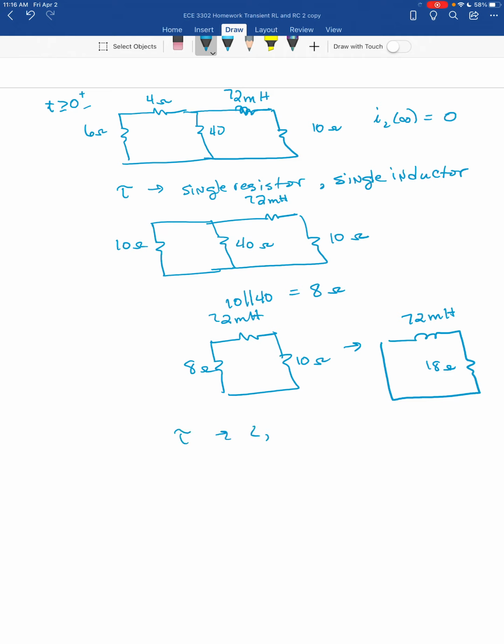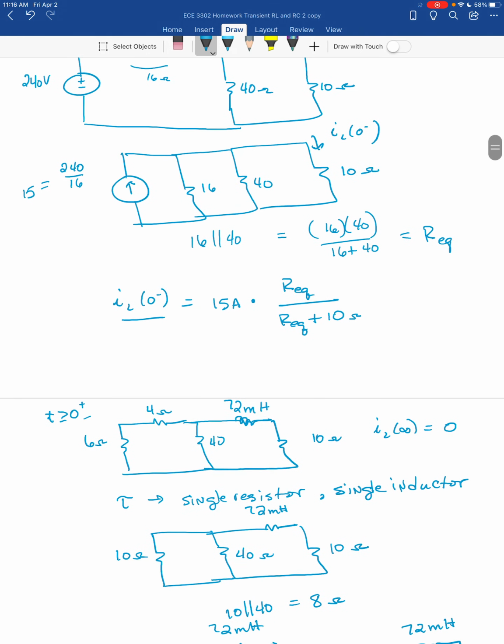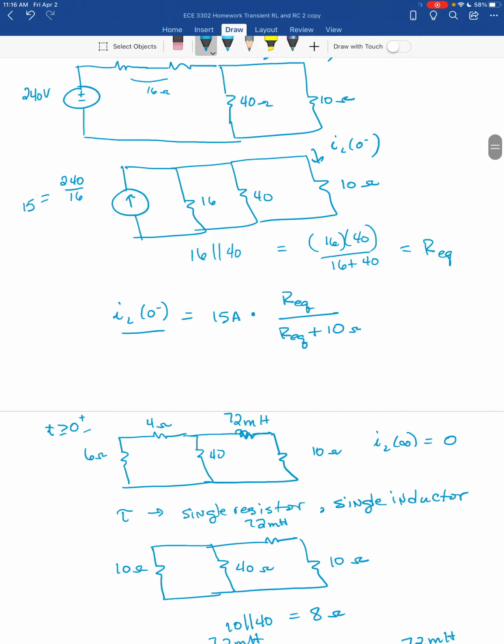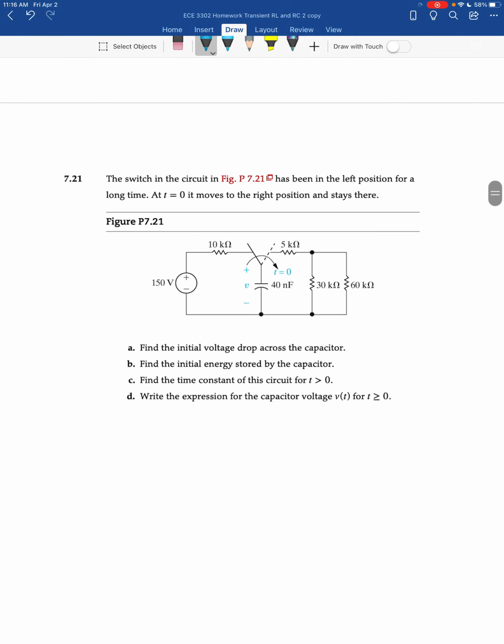Okay, so now I can solve for tau because I have L and I have R. Once again, I'll let you get a number for tau. You've now got what the inductor current is at infinity. You've got what the inductor current is at 0 minus if you do a little bit of that algebra on your own. And so that's what that problem looks like.